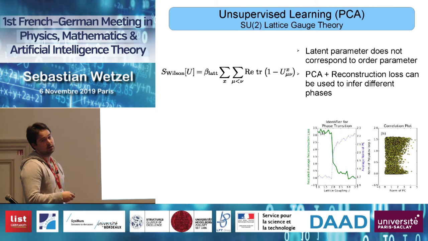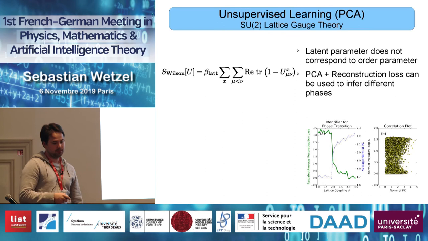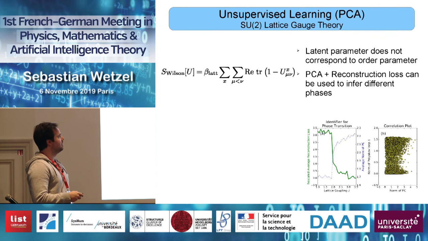So far, variational autoencoders have not been successful at all. They didn't find a phase transition. PCA was successful. However, we know PCA can only find linear order parameters, and all the physical quantities that we know that we can calculate are nonlinear. So if we plot the results for the principal component analysis versus the lattice coupling B, we see that there is a steep jump.